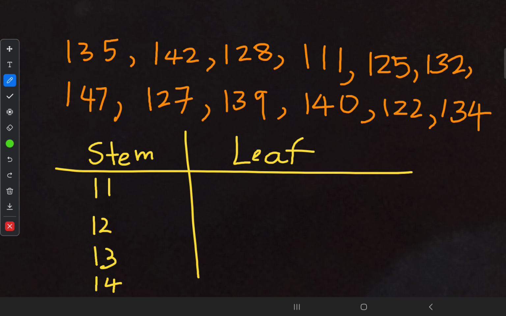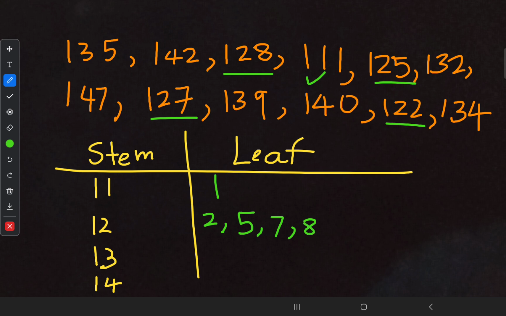Stem 11 and leaf 1. This is the only possible data set. Then let's categorize 1, 2. That means 12 in a stem, 12. So this one, this and this. Amongst these four values, the least one is 2, and then 5, 7 and 8. This is the way you should indicate in ascending order.